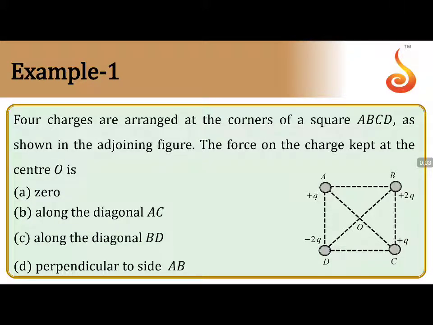Four charges are arranged at the corners of a square ABCD as shown in the adjoining figure. The force on the charge kept at the center O is... So, at the center we keep some charge capital Q or small q. On this center charge we have to find the net force that will be exerted by all these four charges.